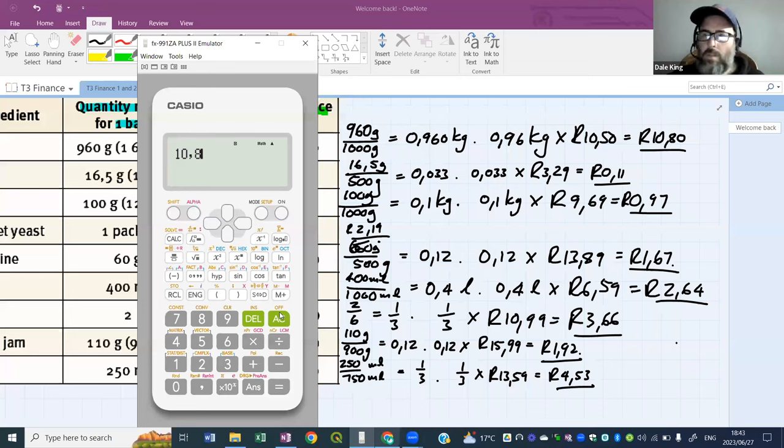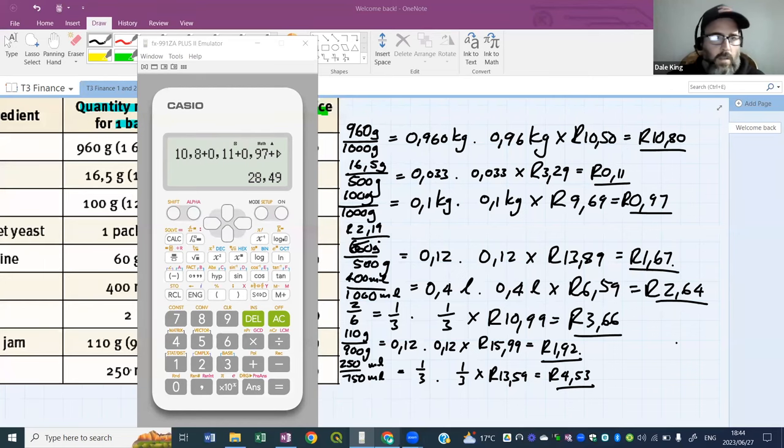So 10 rand 80. Watch as I do it. Plus 0.11 plus 0.97 plus 2 rand 19 plus 1 rand 67 plus 2 rand 64 plus 3 rand 66 plus 1 rand 92 plus 4 rand 53. 28.49. All right, 28.49. Oh, guys, why are we getting different answers? 26 rand 30.